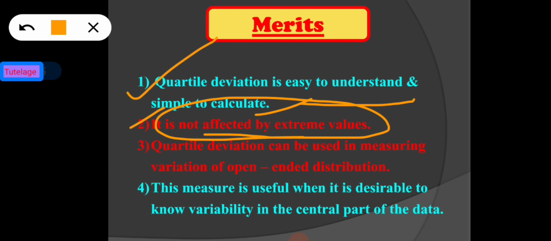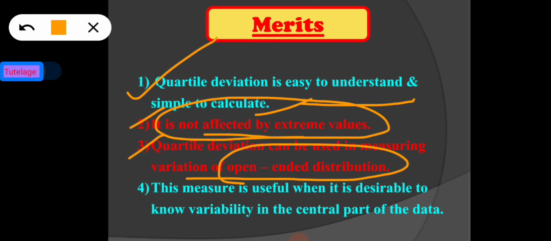Okay, so now move on to the third one. Quartile deviation can be used in measuring variation of the open-ended distribution also, which is one of the most important advantages or merits of the quartile deviation. And this measure is useful when it is desirable to know the variability in the central part of the data. So I think this is clear.